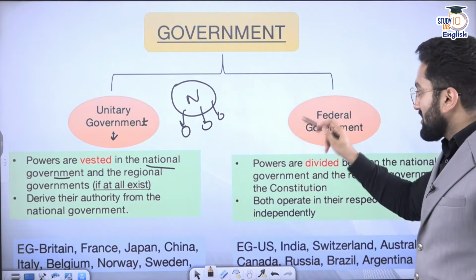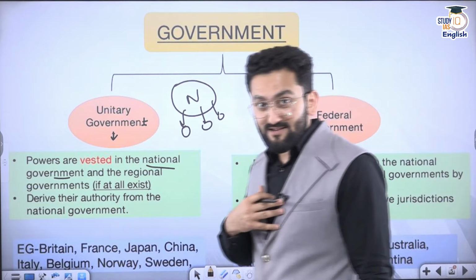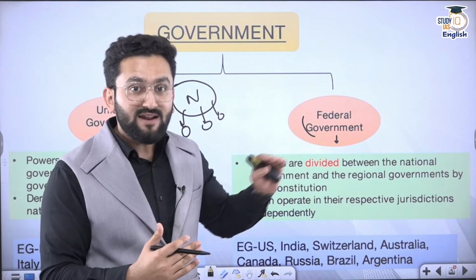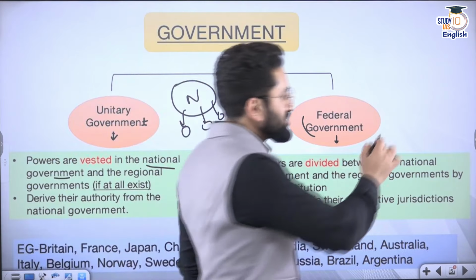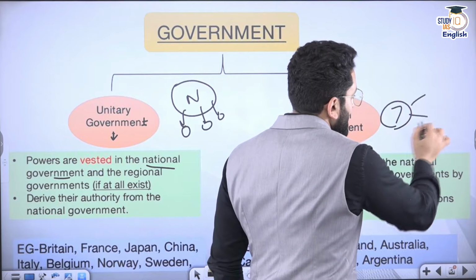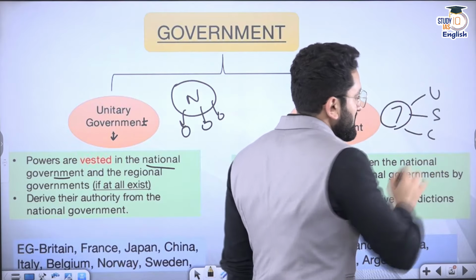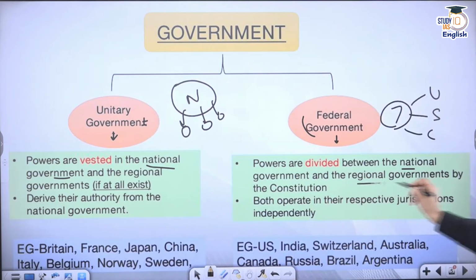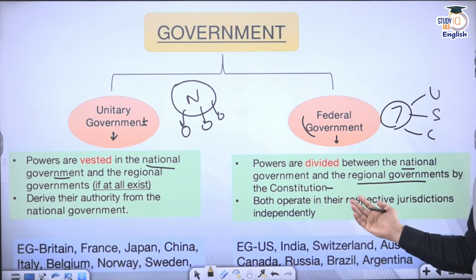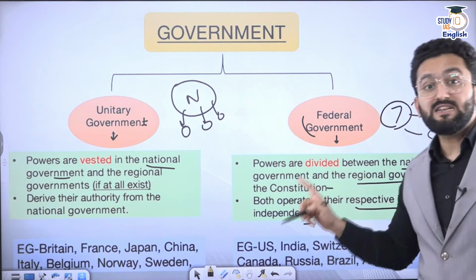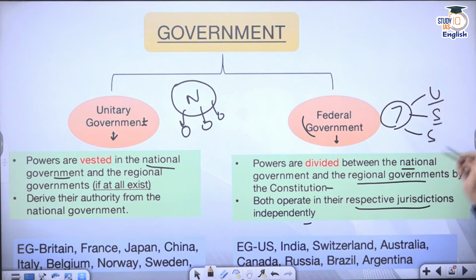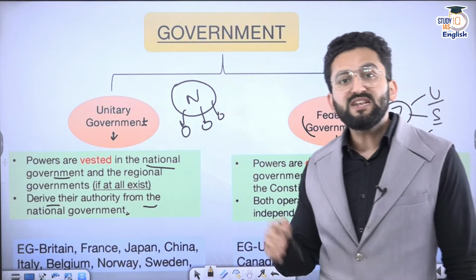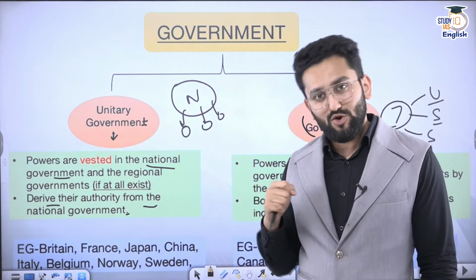But in the case of federal government, we have some federal features in the Indian Constitution, right? For example, the division of power between center and state in Schedule 7 of the Indian Constitution, where we have 3 lists: Union list, state list, concurrent list. So here we see the national government and the regional government operating in their respective jurisdictions independently, taking their power from these lists. But in a unitary system, they derive the authority from the national government. Real power lies with the national government.